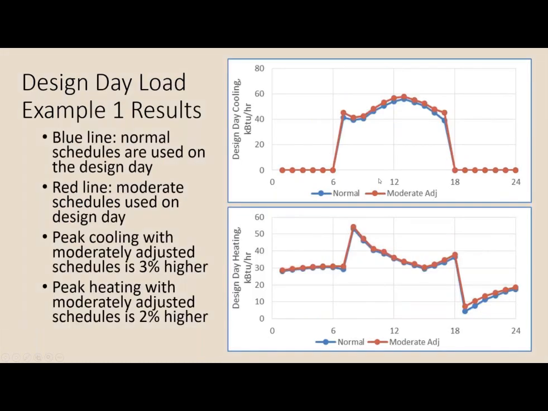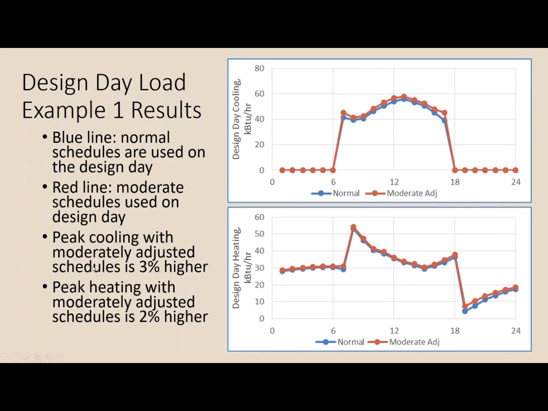So if we look at what impact that has on the design day cooling and heating, the top graph is the actual hourly cooling load for the design day, and the bottom graph is the hourly heating load. And if you do the design day calculations just using the normal schedule for your design day schedule, it's the blue line. And if you do the slightly upwardly adjusted schedule for the design days, then you get slightly higher values for cooling and heating.